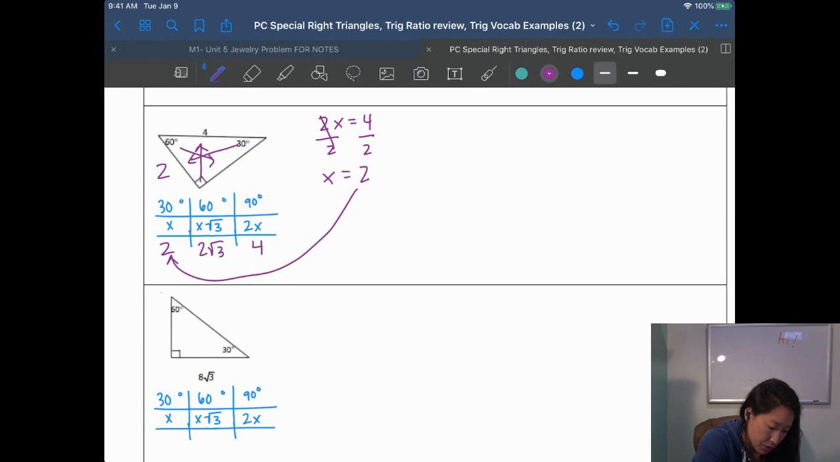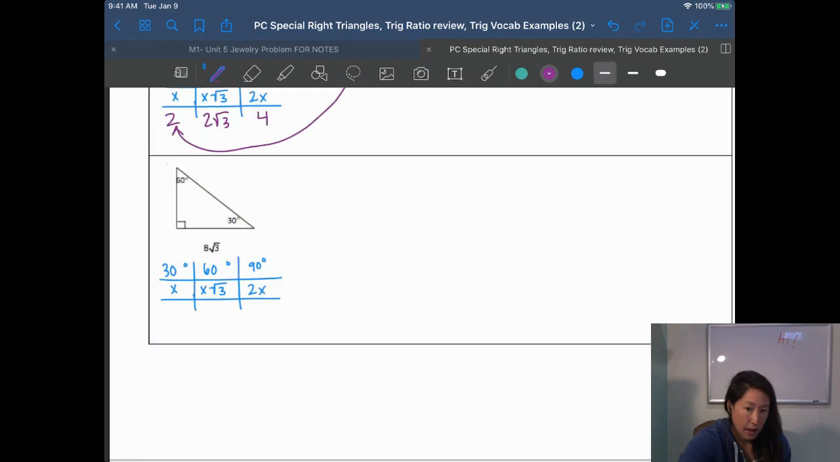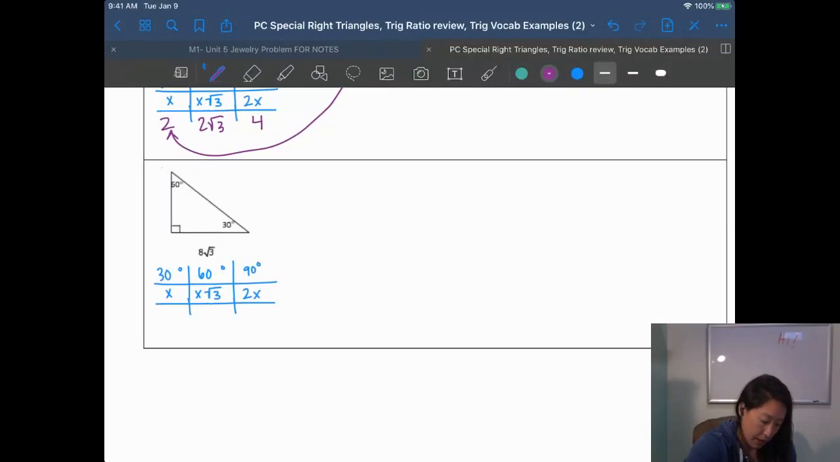Last one, I believe. Okay, so across from 60 is 8 root 3. So 8 times the square root of 3. So looking at this setup, I can see 8 is equal to x. So then across from 30 would be a length of 8. And then the hypotenuse is twice as long as the side across from 30, so that would be 16. And we're done.